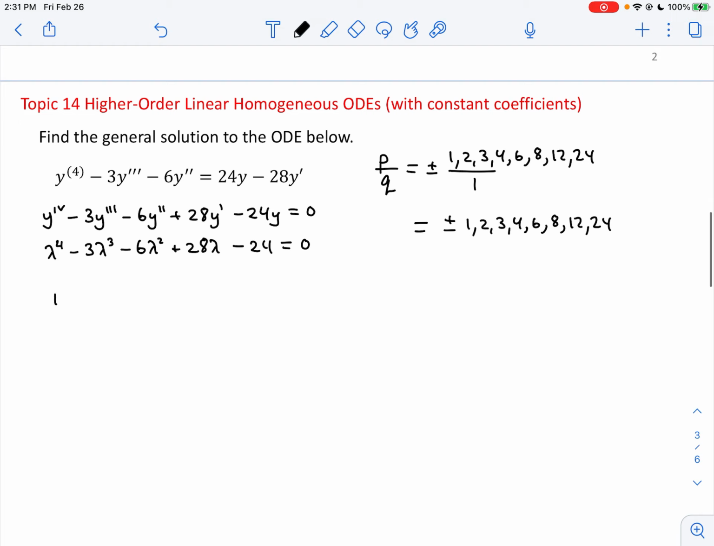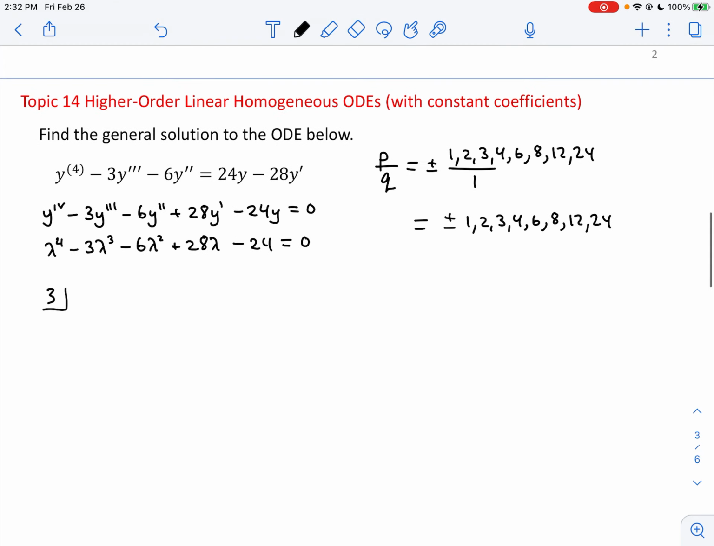I'll show you how to do the synthetic division. Let me do positive 2. I already know what the roots are going to be. Let me do 3 actually, because I know 3 is not going to be a root, but I just want to show you the process of the synthetic division.